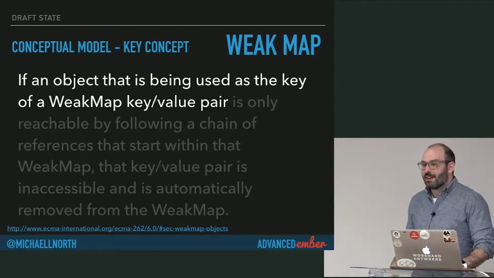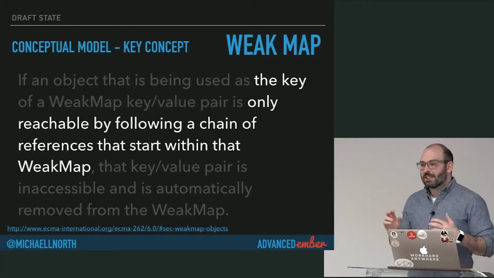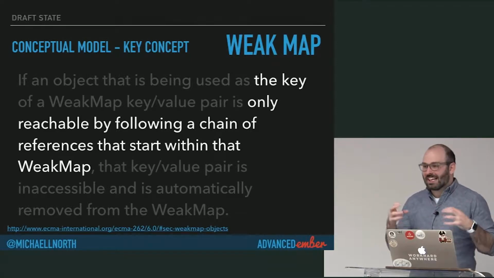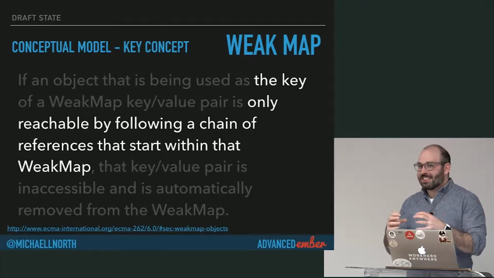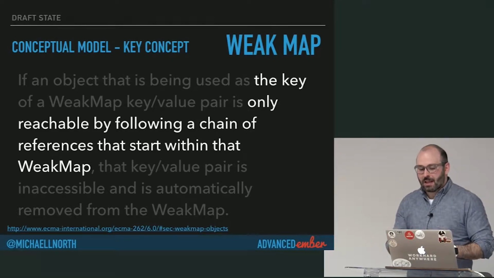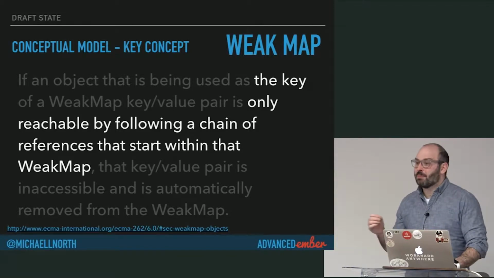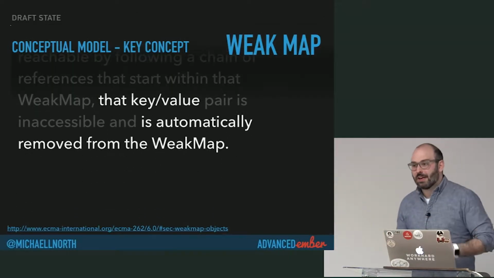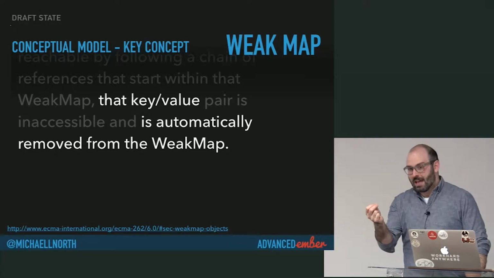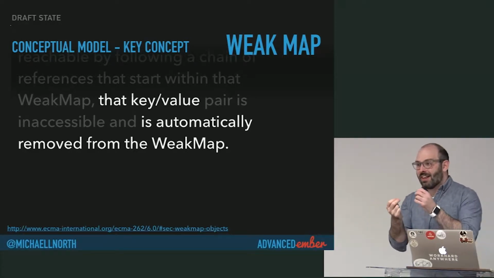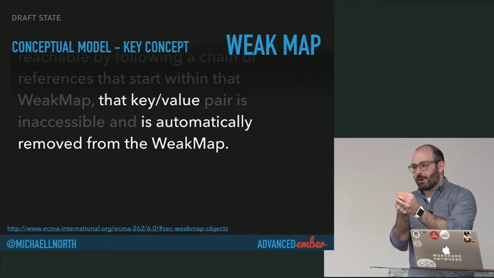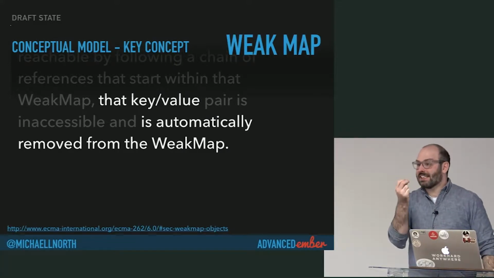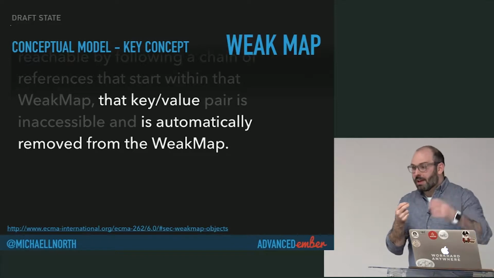And the thing that is necessary, the thing that makes it weak, is that if that connection between the key and the value only exists within the weak map, when we get rid of the key, the value should automatically be removed as well, and it should be free for garbage collection. And so the concept here is if we throw the post away, and the only way that we can get to this draft state that is associated with a post is by using that post itself as a key, through the weak map.